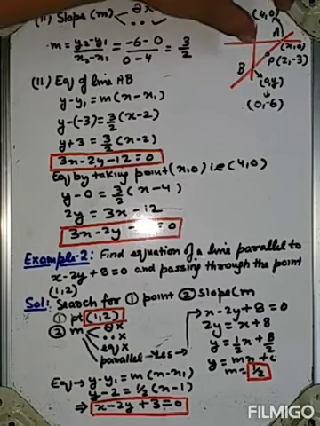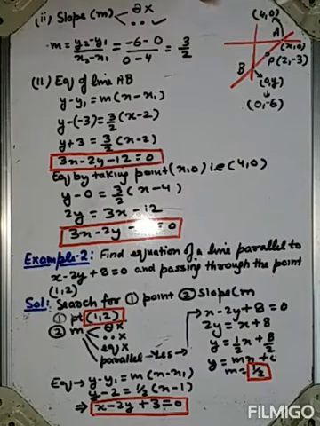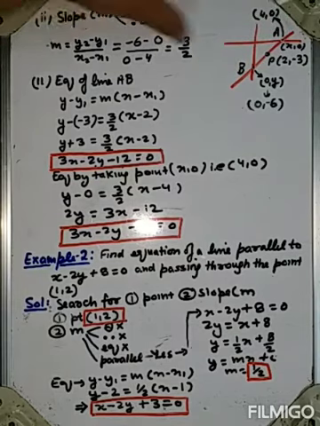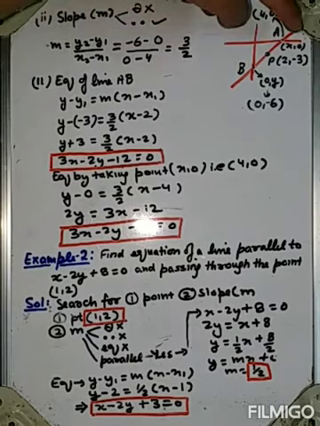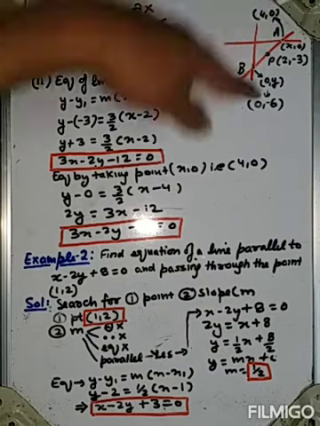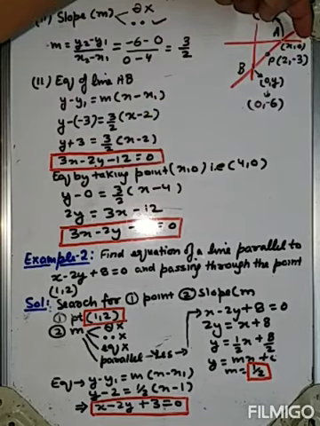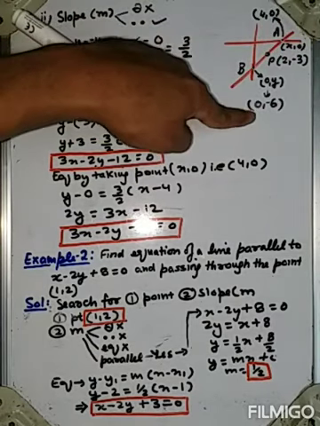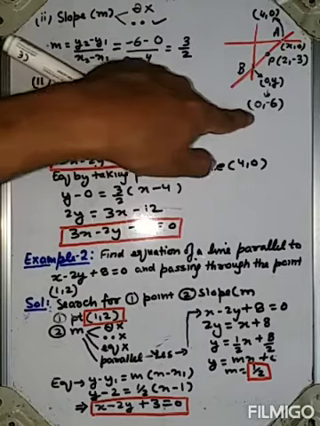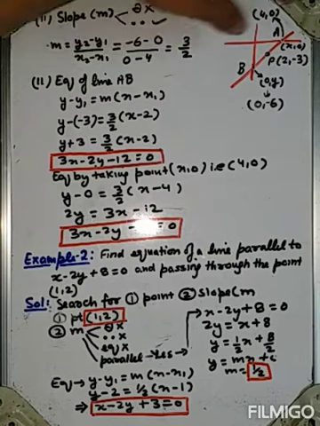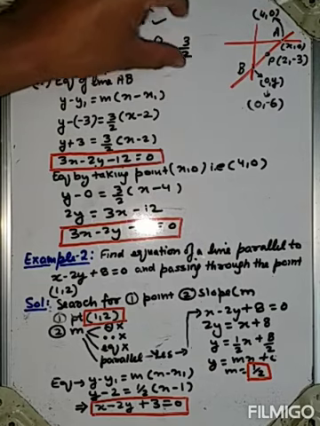Taking any two coordinates, we will get the same value of slope. So I am taking coordinates A and B. The slope of line AB will be y2 minus y1 that is 0, upon x2 that is 0 minus x1 that is 4. Clear? The A coordinate is 4. So the slope of line AB is 3 upon 2.